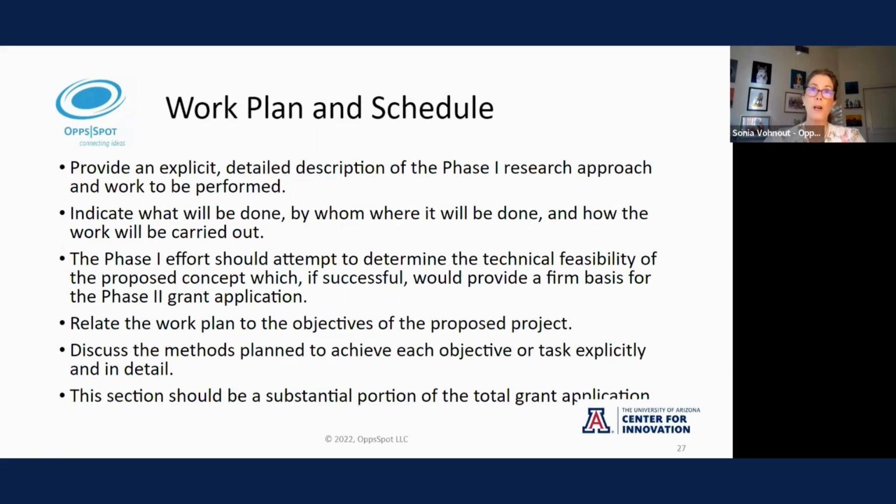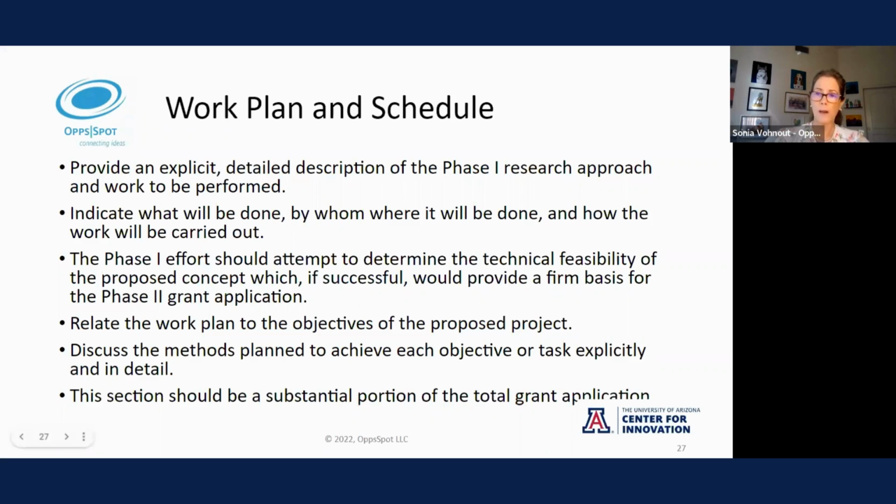All right, so once you have an understanding of your objectives, your questions, and what tasks, you use that to create your work plan and your schedule. So on the work plan section, you're going to be providing an explicit and very detailed description of your research approach and the work that's going to be performed. And if you're task-oriented, it's going to be able to do exactly that. And so, like I mentioned before, what will be done by whom, where, and how you're going to carry out that work.